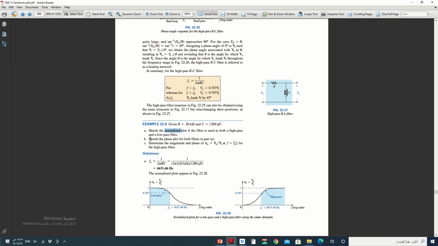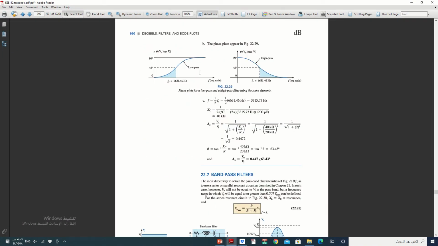Part B, he said sketch the phase plot for both filters in part A. Phase plot, okay. We know that the low pass filter starts from 0 until the cutoff frequency and then increases until 90. And the high pass filter starts from 90 at 0 frequency and decreases until we reach the cutoff frequency with 45 degrees, and then decreases until we reach 0.